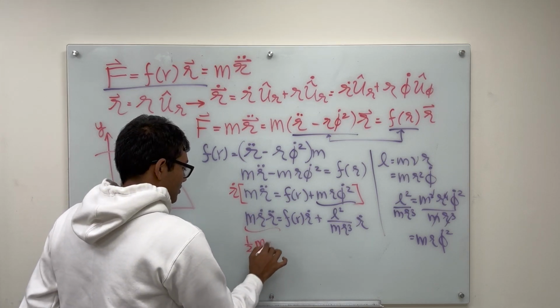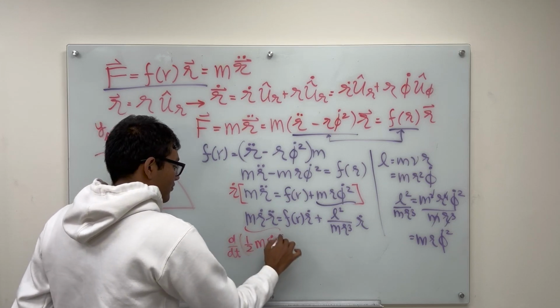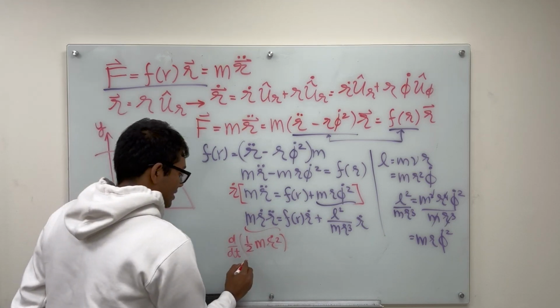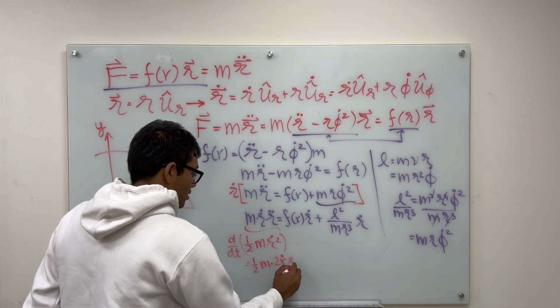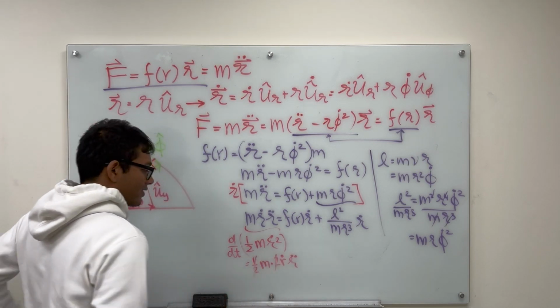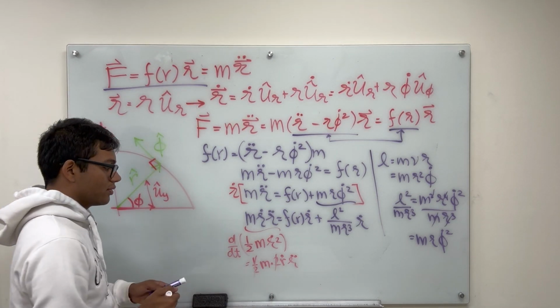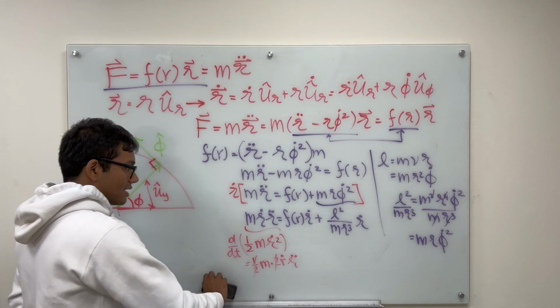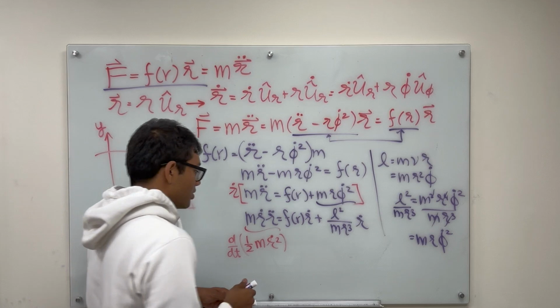Believe it or not, actually, you don't have to believe me. Let's take the derivative. The time derivative of 1/2 m r dot squared is simply 1/2 m times 2 r dot r double dot. The 2 and the 1/2 cancel. You're left with m r dot r double dot, and that's exactly what we desired. So okay, that's pretty good, that's pretty fine.